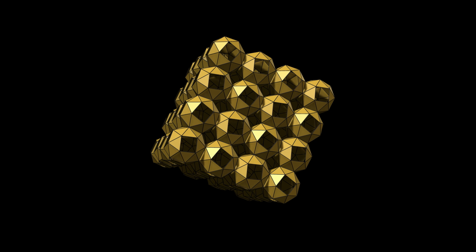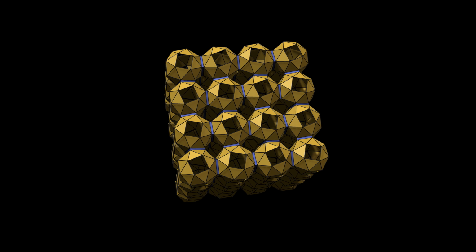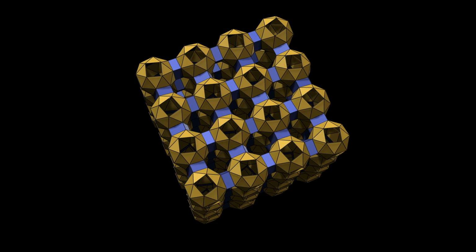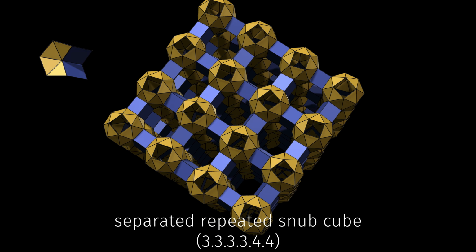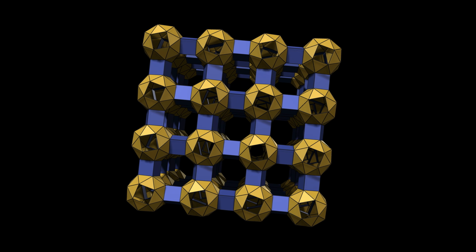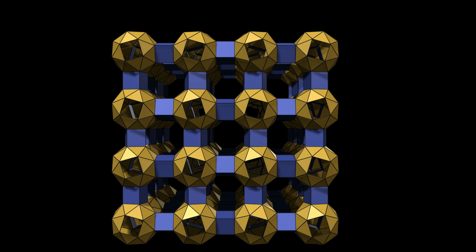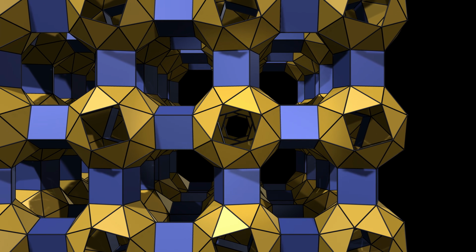Having constructed the repeated snub cube, we can apply the separation operation. By pulling the individual snub cubes apart and filling the gaps with corridors, we create a separated repeated snub cube, featuring 4 triangles and 2 squares at each vertex. The journey inside reveals the somewhat crooked-looking corridors that separate the chambers.